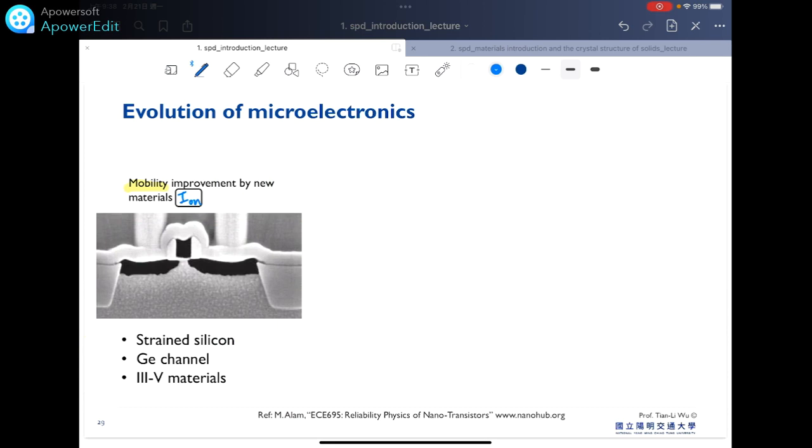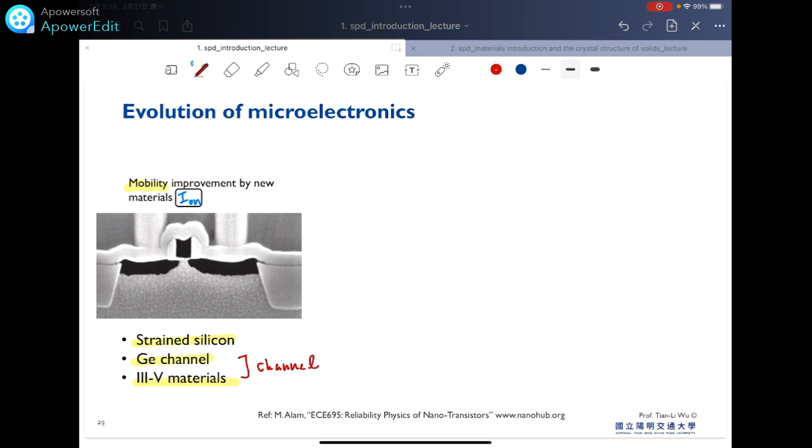In that case, we have several material innovations. For example, we consider strained silicon, the germanium channel, and also III-V materials. These are mainly related to trying to replace the channel material.